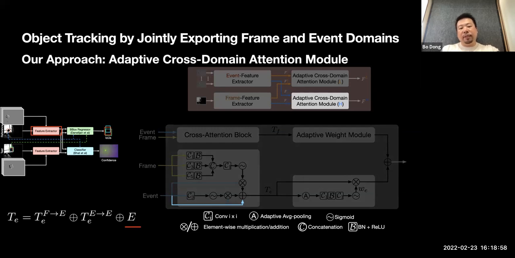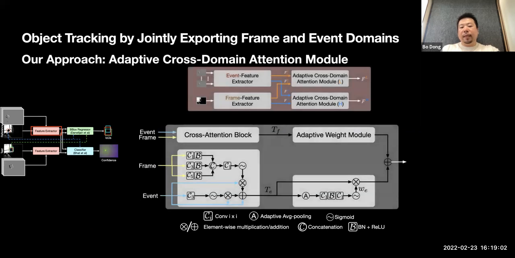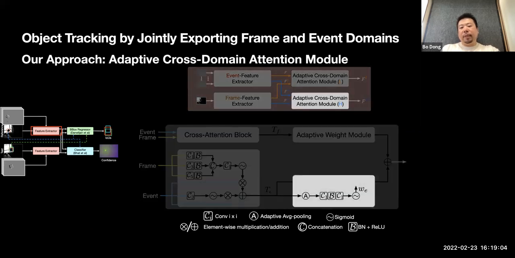Once we have the enhanced features from both the event domain and the frame domain, we can generate a weight, because this weight dynamically balances the contribution between the event and the frame domain. So this small highlighted block actually generates this weight.